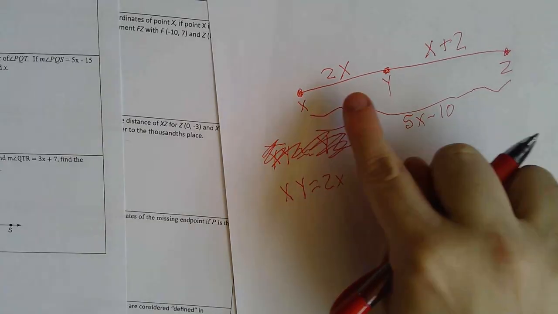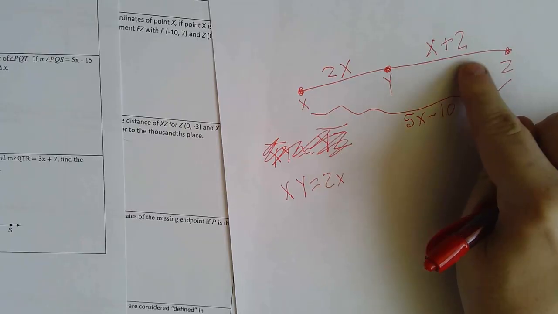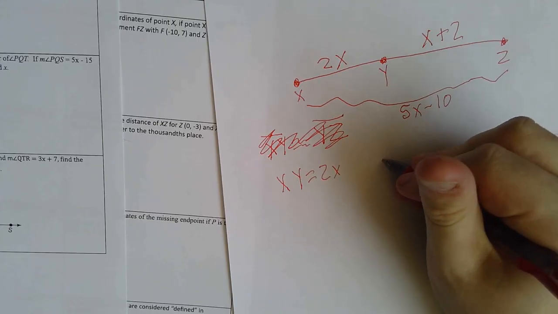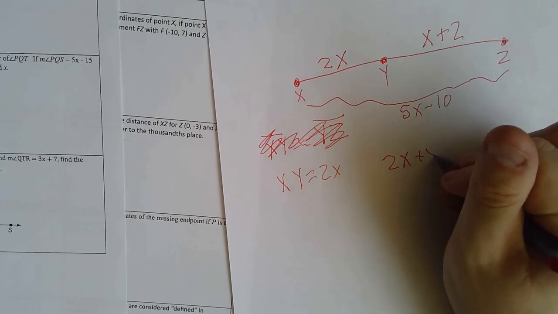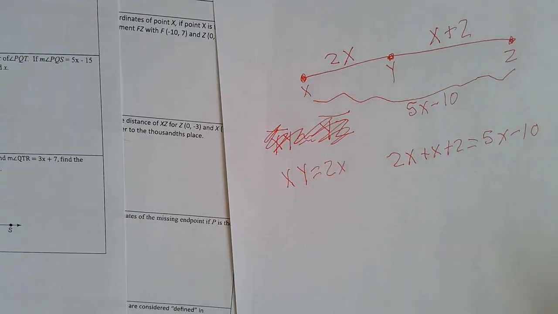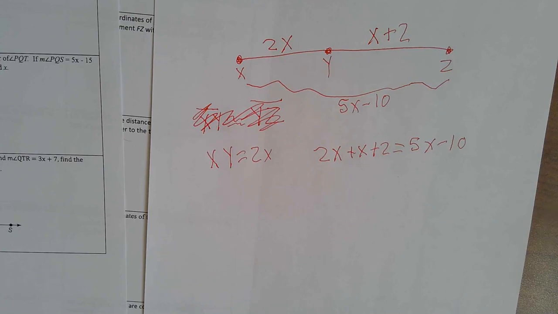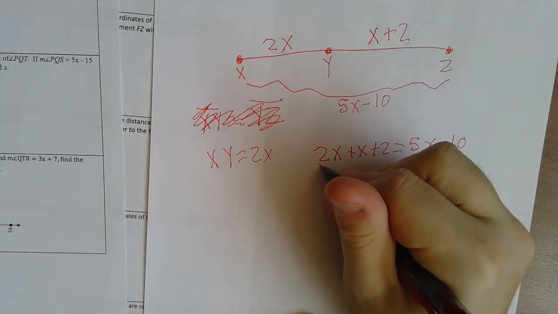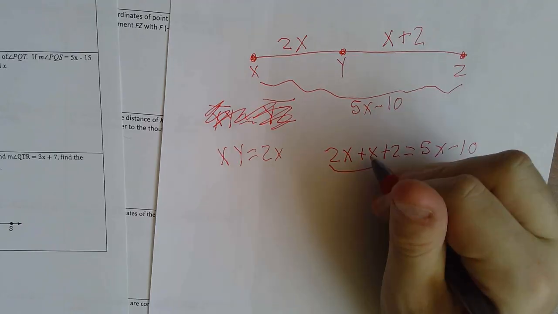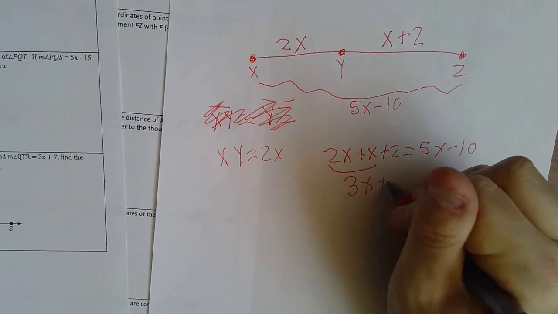Well, we have the two pieces. If we add them together, it should equal the whole distance. So we could set up an equation out of this. So we can say 2x plus x plus 2 equals 5x minus 10. And now that we have an equation, it should look something similar to what you did in Algebra 1. Equations on both sides. So first, we're going to combine like terms together. So 2 plus 1, remember, add your coefficients, is 3x.